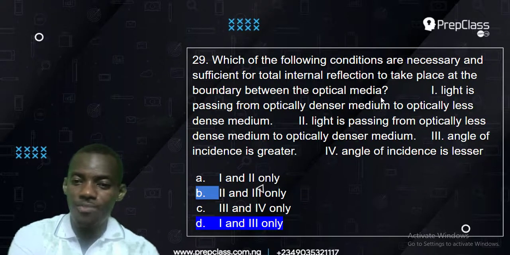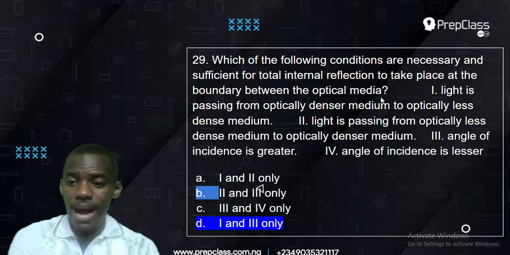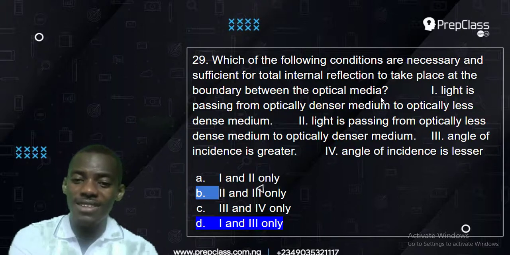Then number 2 says light is passing from optically less dense to denser medium. Number 2 is wrong. It can't go from less dense to denser. It can only go from denser to less dense. Number 3 says angle of incidence is greater. And number 4 says angle of incidence is lesser.